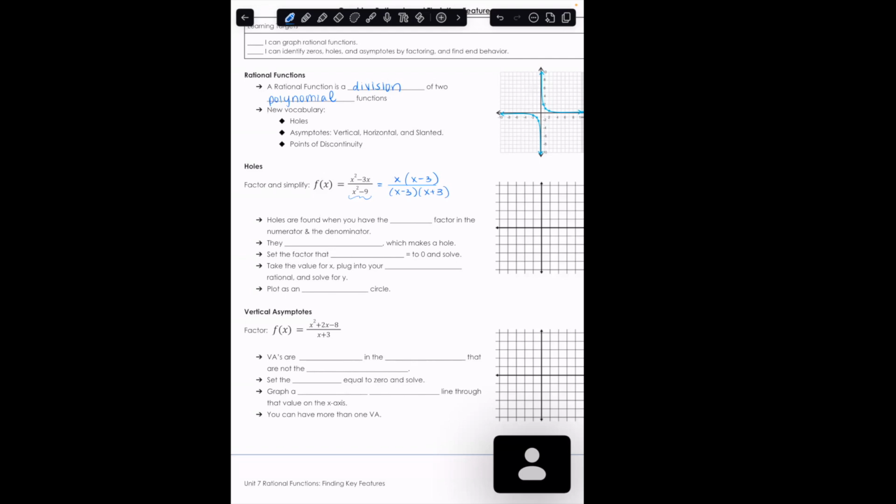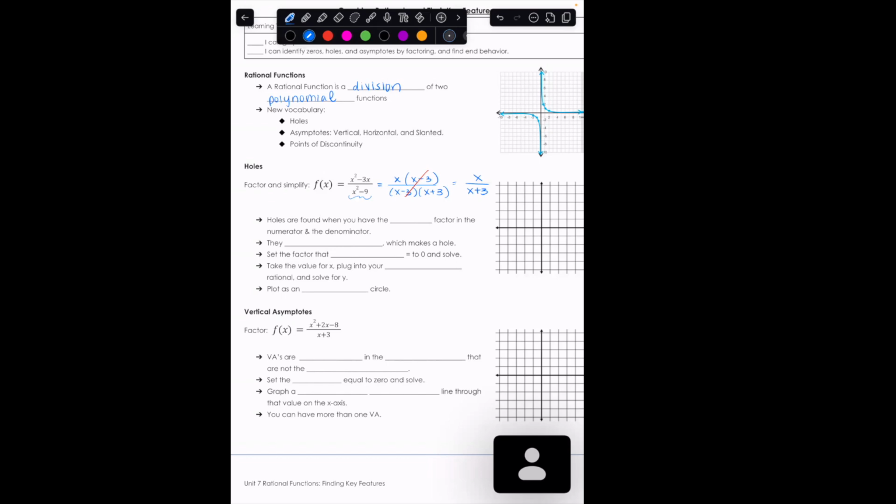All right, so you might notice something here. I have the same factor on the numerator and denominator, right? So I've got an x minus 3 on the top and an x minus 3 on the bottom. I can't cancel terms, but I can cancel factors. So I have the same factor on top and bottom. So this is going to simplify down to x over x plus 3.